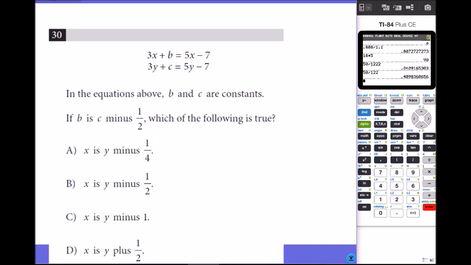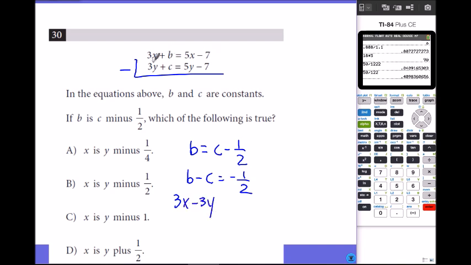In the equation above, B and C are constants, so just numbers. B equals C minus half. So that means B minus C is negative 1/2. Which one is the following? So let's go ahead, you have two equations. Let's go ahead and subtract them. Then we get B minus C here, which is 1/2. So maybe we can plug it in to see the relationship between X and Y. So 3X minus 3Y.